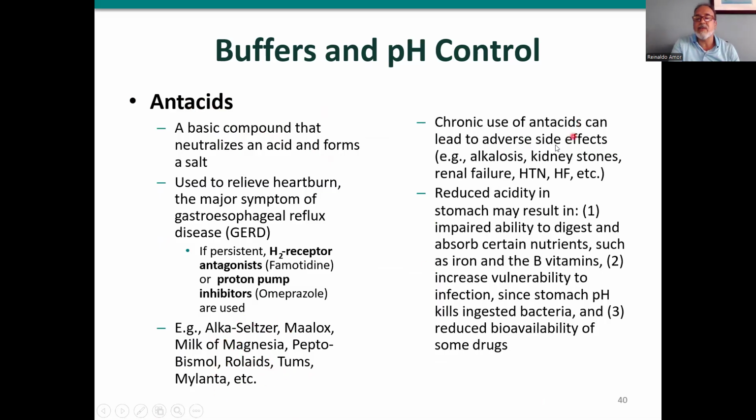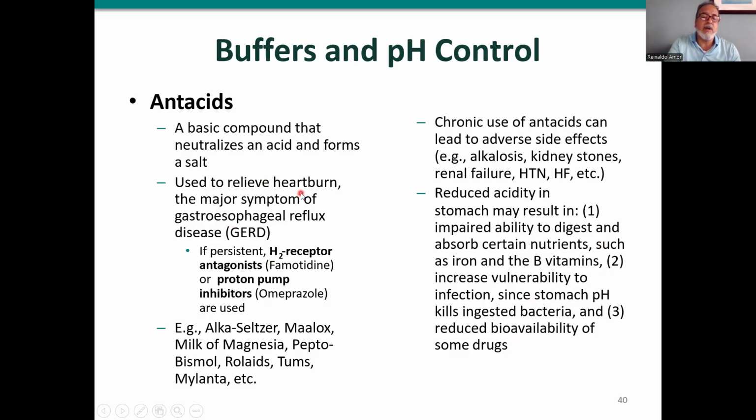The chronic use of antacids is not good because it neutralizes the pH of your stomach and it can lead to problems. The stomach pH needs to be acidic because when you eat, there might be things in the food that need to be killed by the acidic pH. If you neutralize it all the time, that's not going to be good. Forming a salt creates a state of alkalosis, and it can lead to other problems. It can impair the ability to digest and absorb certain nutrients, it increases vulnerability to infection, and it reduces the bioavailability of some drugs. It affects the absorption of drugs.